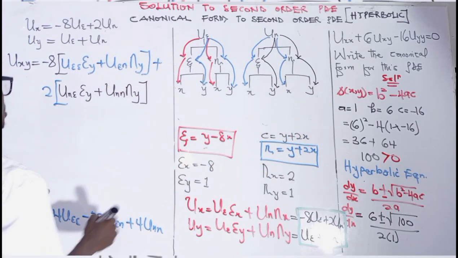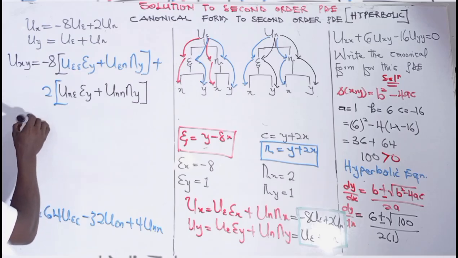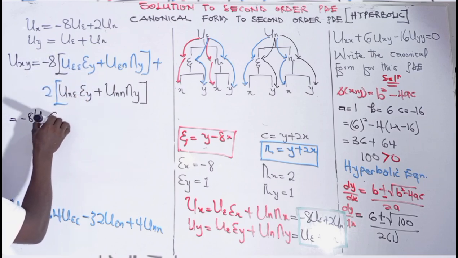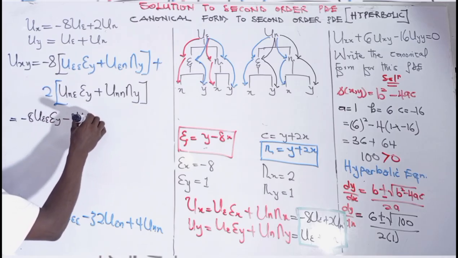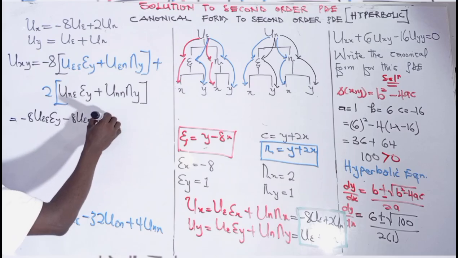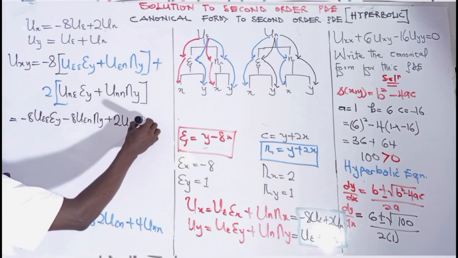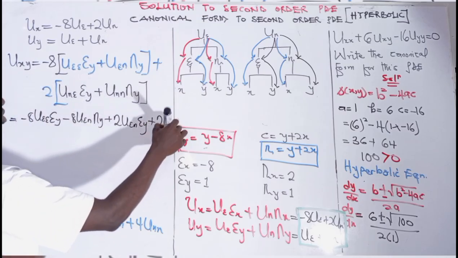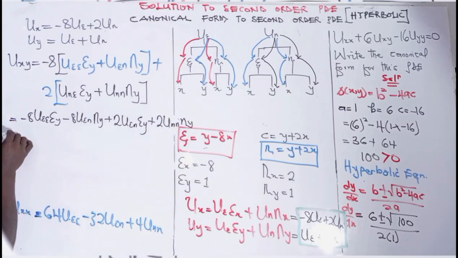So from here, you can do some small simplification. This is going to give us minus 8 u_ξξ ξ_y minus 8 u_ξη η_y plus this is going to give us 2 u_ξη ξ_y plus this, and that will give us 2 u_ηη η_y.